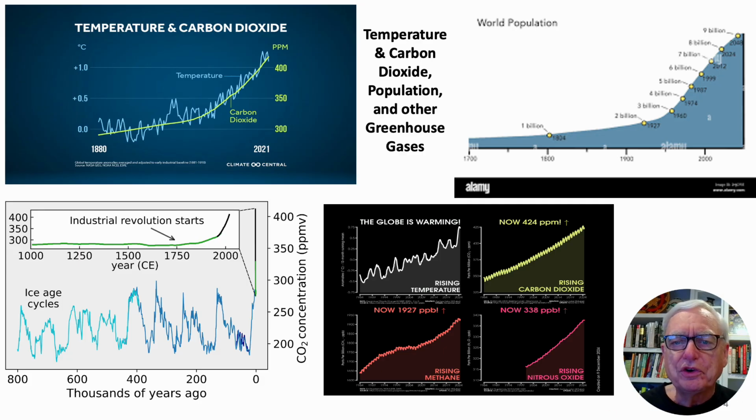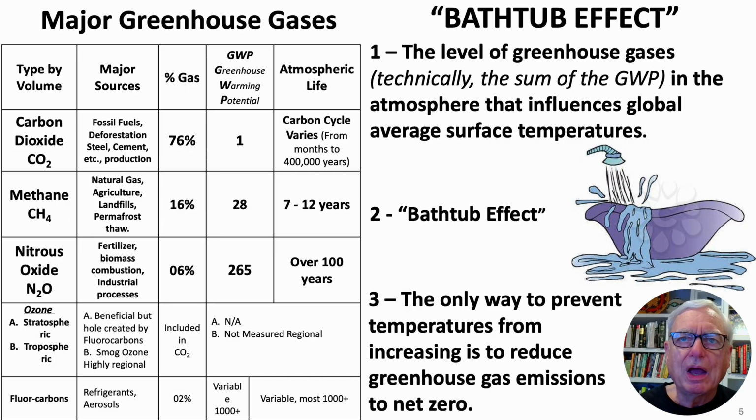So let's get over to the next slide, which is also fairly important. What I did on this slide, it's a little bit more complex than the other ones, is I went ahead and listed the various different greenhouse gases. What were their major sources? What was the percentage of the gas in the atmosphere? What is the greenhouse warming potential? And then how long does it stay in the atmosphere?